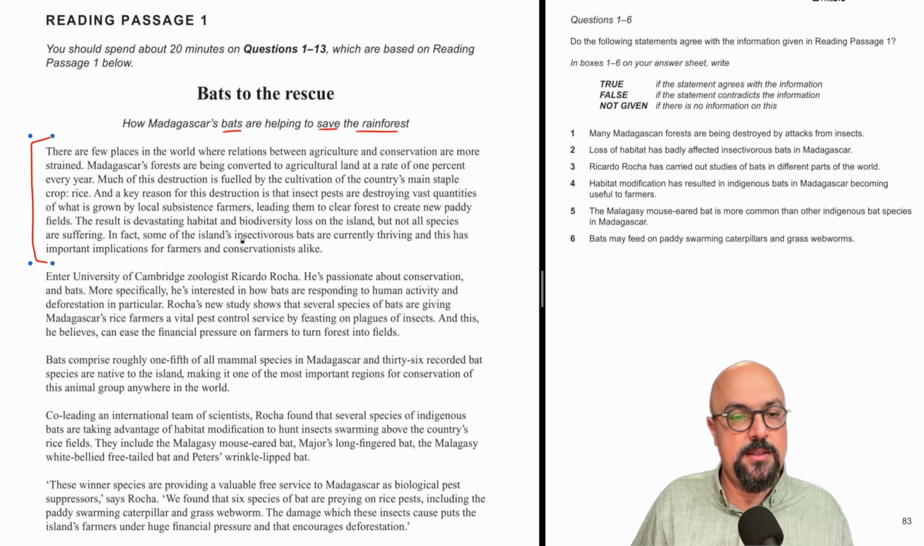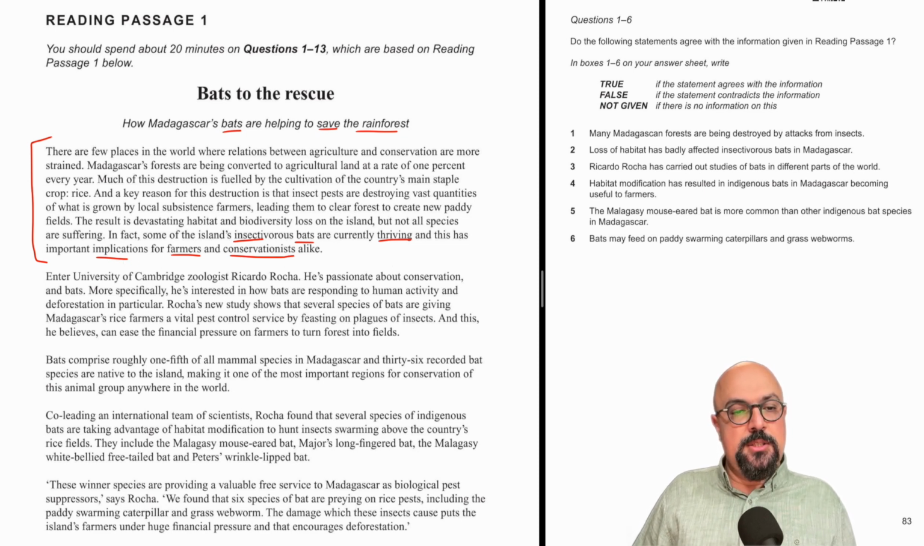In fact, some of the island's insectivorous bats are currently thriving, and this has important implications for farmers and conservationists alike. So, insectivorous. So it seems like those bats that eat insects are currently thriving, and this has important implications for farmers and conservationists alike. So that seems to be about the implications of this phenomenon for farmers and conservationists. Okay, that's all we know for now.